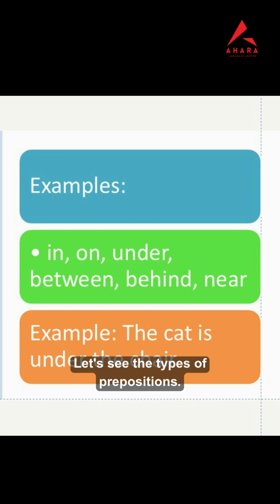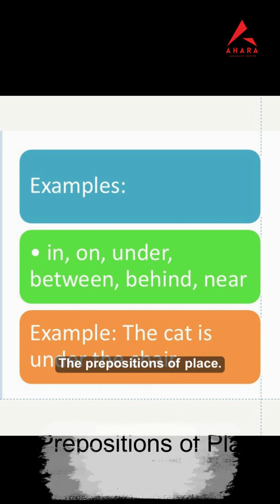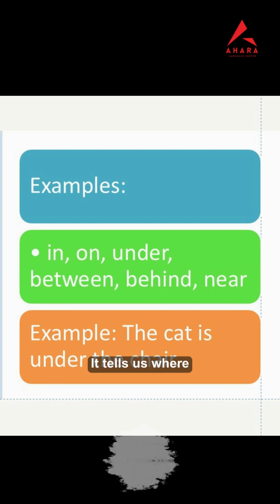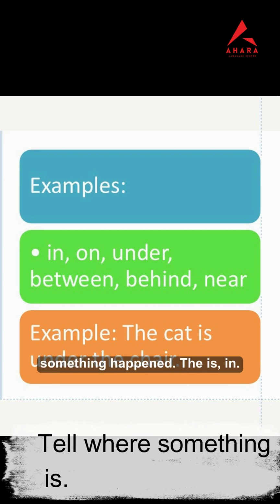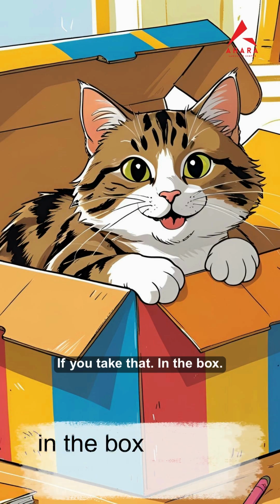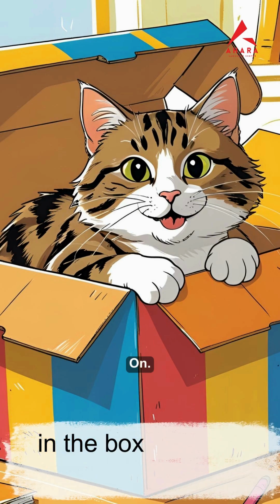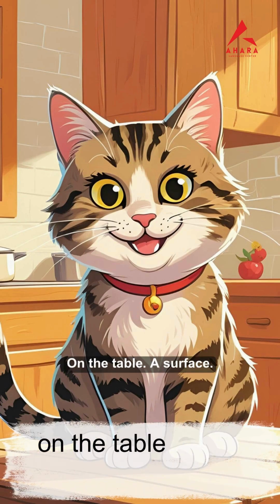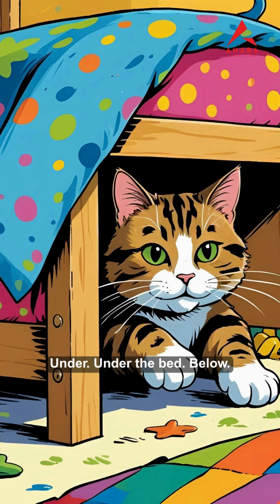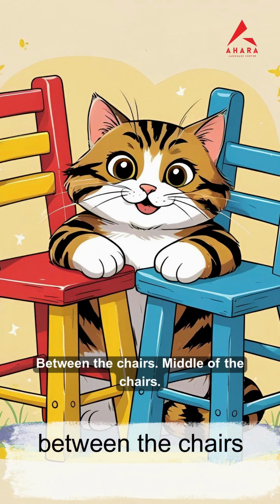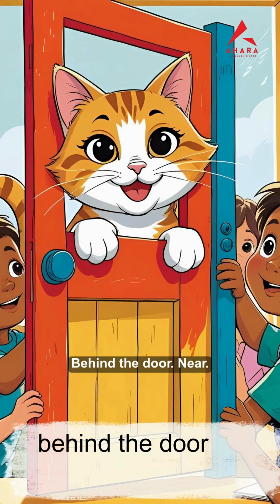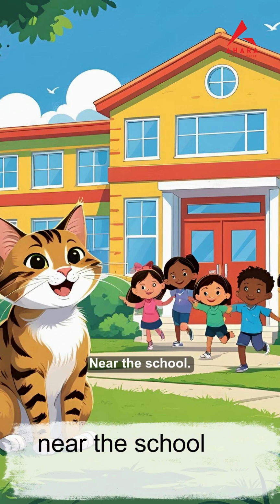One of these will give you the proper meaning. Let's see the types of prepositions. The first one, prepositions of place. What does it mean? It tells us where something is. In the box. On the table, a surface. Under the bed, below. Between the chairs, in the middle of the chairs. Behind the door. Near the school.